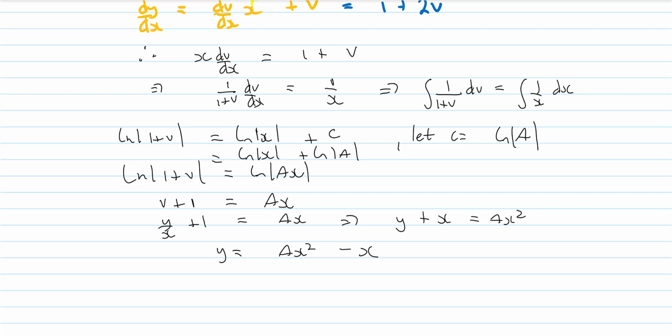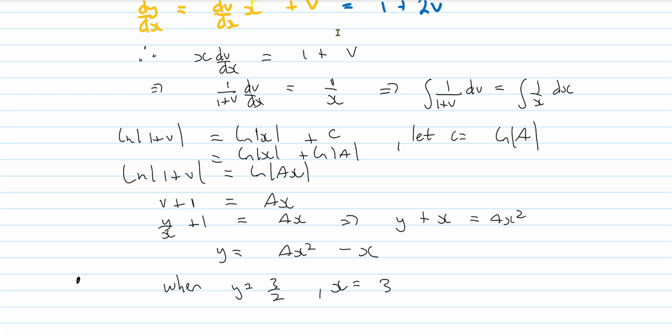Okay, and a is just some constant number. Right, so that is the first part. So that's the general solution. We've solved for y in terms of x. Now for the second part, it says we want a particular solution when y equals 3 over 2 and x is equal to 3.